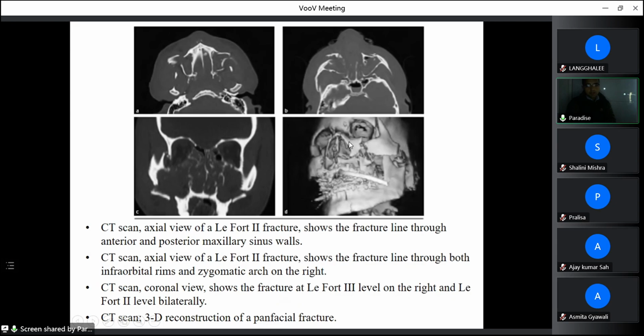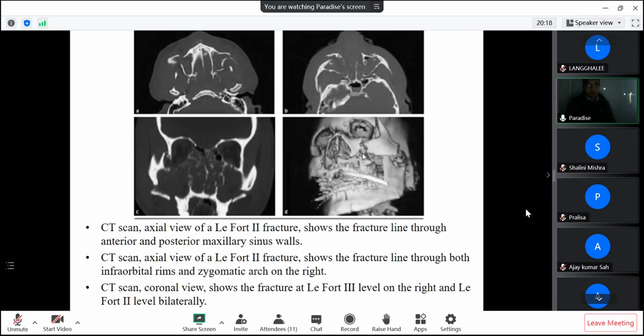Okay. So this is a 3D reconstruction of panfacial fracture. As you can see, the mandible is also fractured, midface is also fractured. In the midface, the zygomatic bone is fractured and it is displaced laterally. The nasal bone is also fractured. Infraorbital rim is also gone.